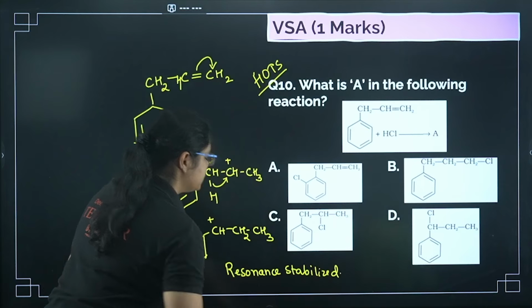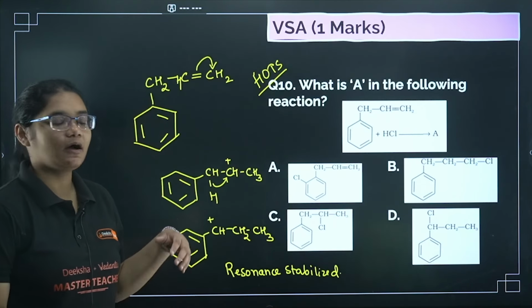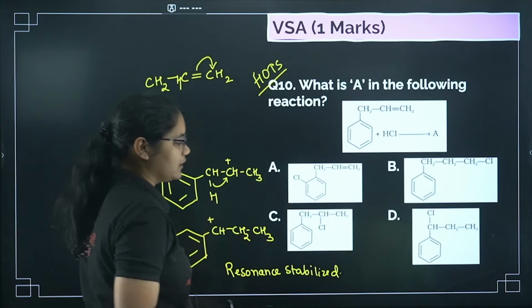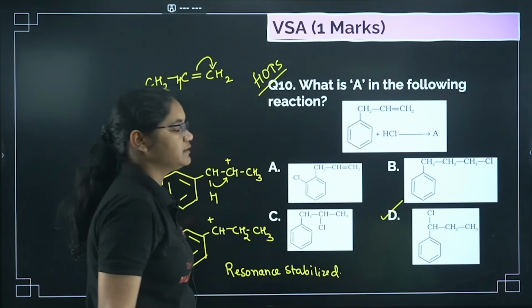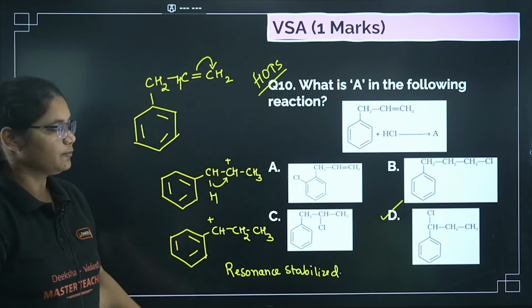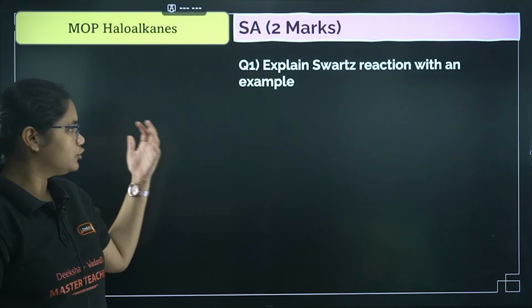Okay, so if it is resonance stabilized, then it will be more stable, so chlorine will attack here and the final product will be this one, that is option number D here. Okay, now let's move to the 2-marker question.